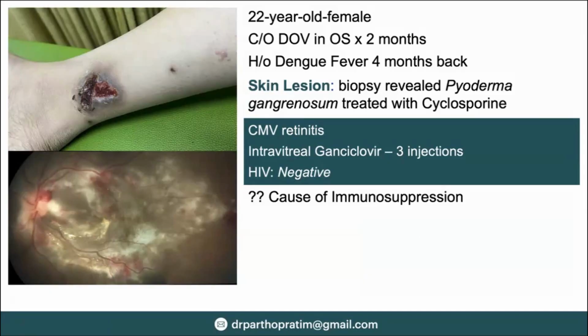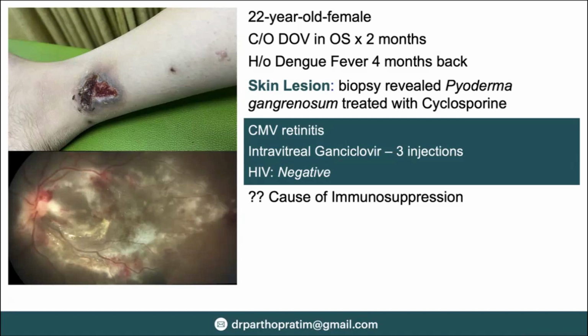And so, you can see the fundus photograph of the patient, and it was diagnosed as CMV retinitis, treated with multiple intravitreal ganciclovir injections, and HIV was negative. What hounded us was: what is the cause of CMV in a young patient, because she was not having any immunosuppressive drug or anything which could lead us to a diagnosis?